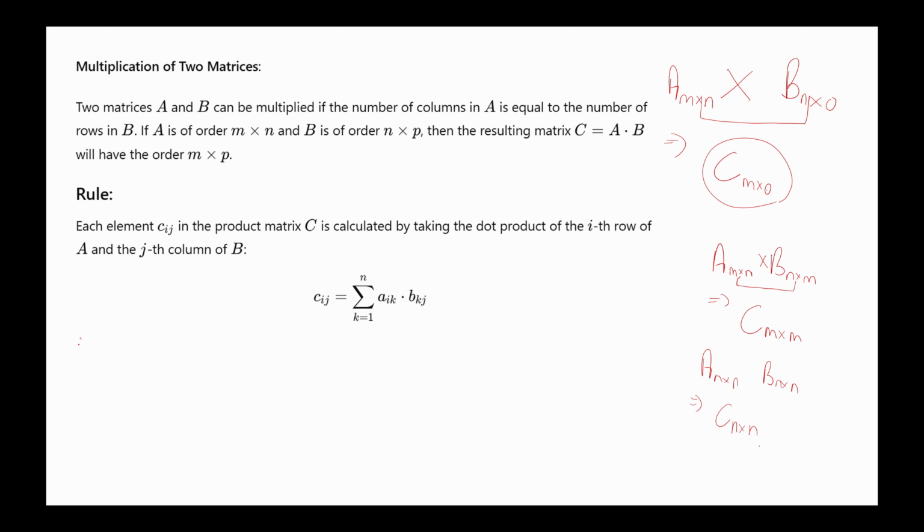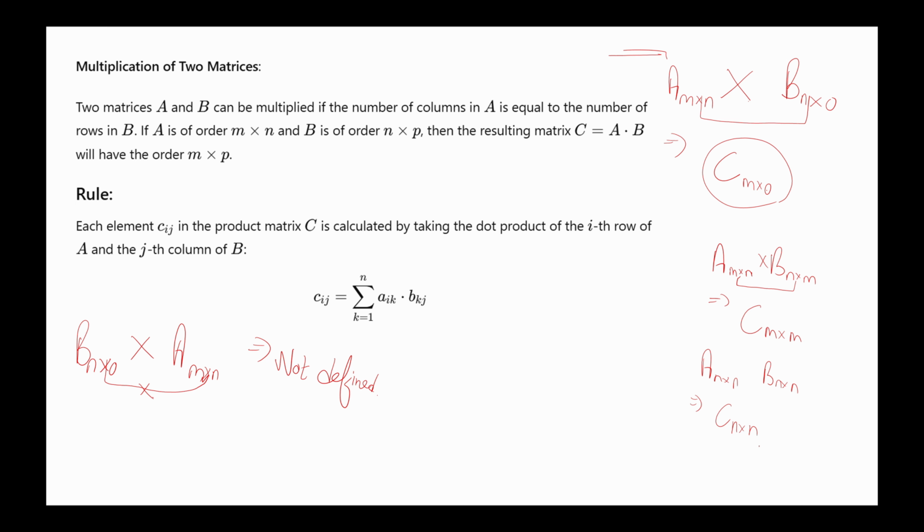Let's say I take the same matrix B, n cross o, and I multiply it with A. Now I'm doing the reverse operation with the same order matrices. Now I cannot multiply these two because the number of columns here is not equal to the number of rows. So this cannot be performed. Thus, this is not defined. The multiplication cannot be performed. So you must remember this thing.